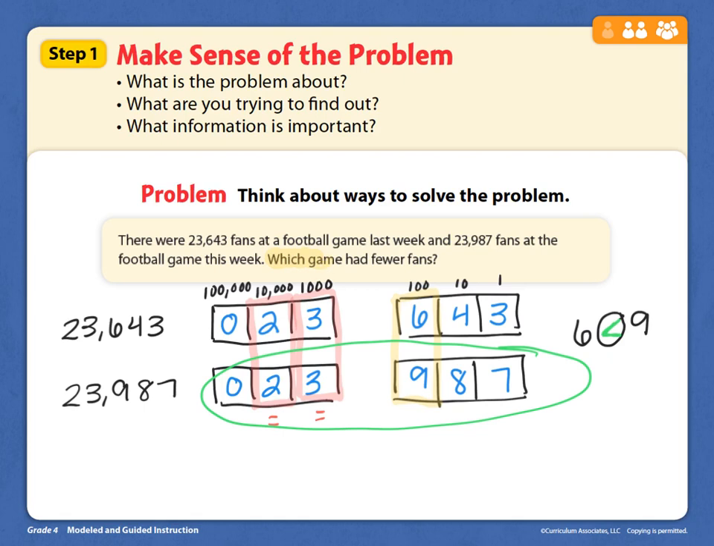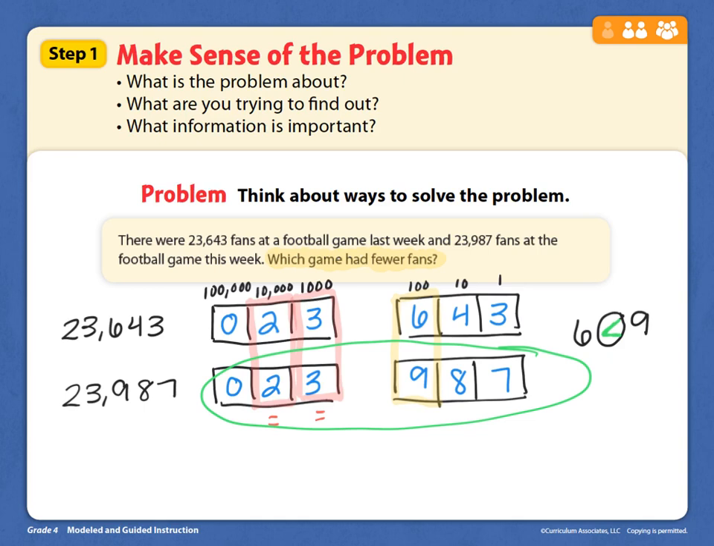The question asked us to find which game had fewer fans. Well, what's another word for fewer? Another word for fewer is less than, or less. So I'm looking for the game that had less fans.